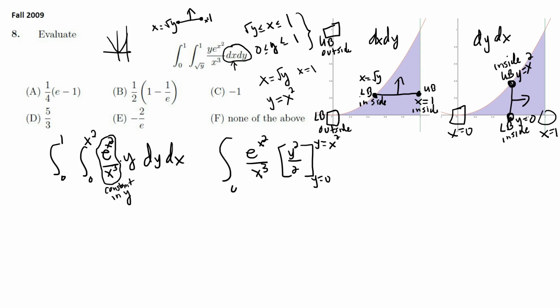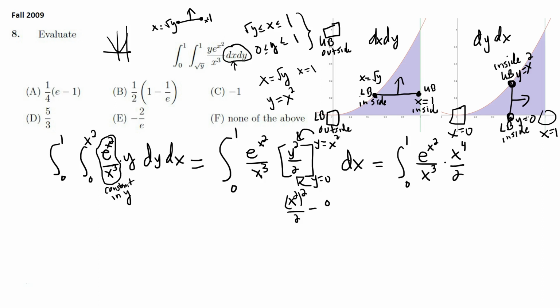You still have this outside integral from 0 to 1. It is a dx integral. And we put in y equals x squared. We put in y equals 0. And we have the inside integral done. It is x squared over 2 minus 0, and so that's x to the 4th over 2. We are going to be then 0 to 1, e to the x squared over x cubed, and now we have this x to the 4th over 2.